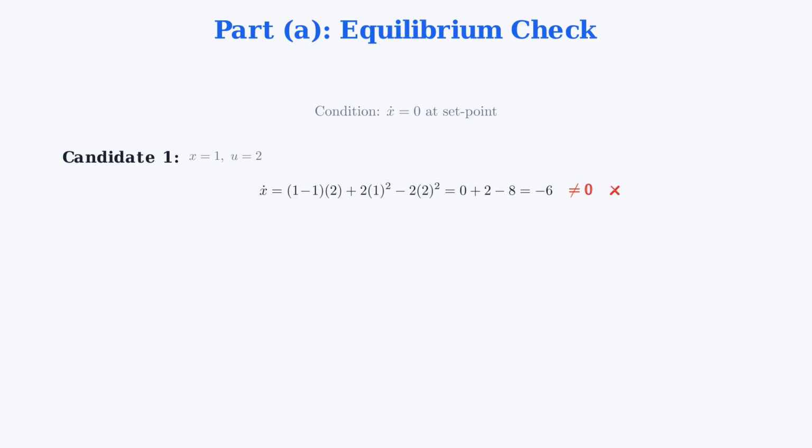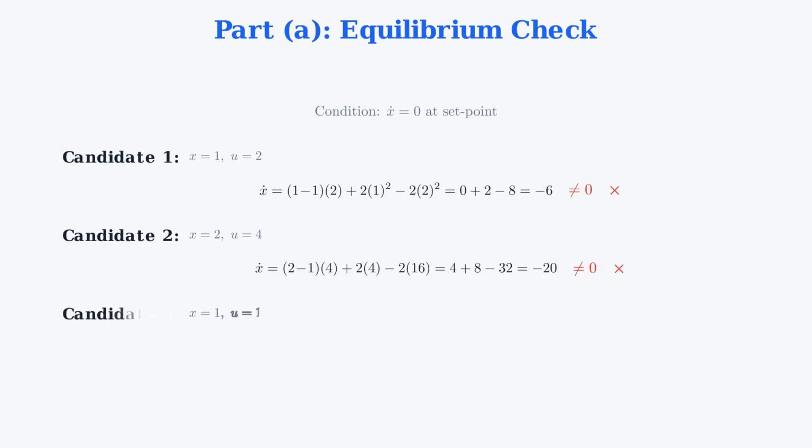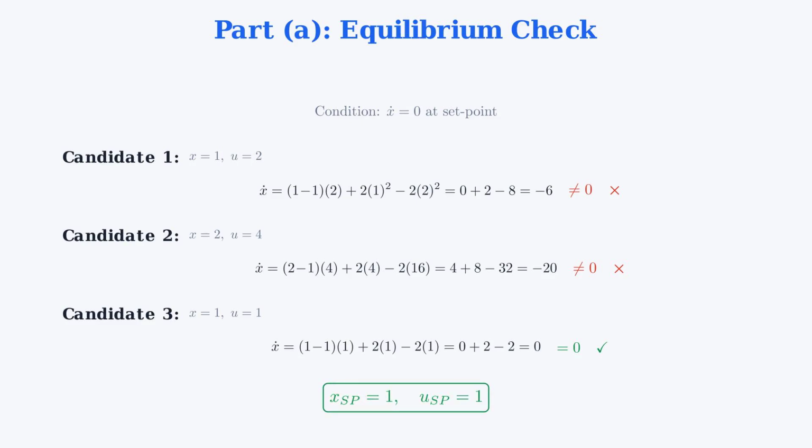Substituting into x dot, the quantity 1 minus 1 times 2 plus 2 times 1 squared minus 2 times 2 squared. That is 0 plus 2 minus 8 equals negative 6. Not 0, so candidate 1 is not valid. Candidate 2. X equals 2 and u equals 4. Substituting, the quantity 2 minus 1 times 4 plus 2 times 4 minus 2 times 16. That is 4 plus 8 minus 32 equals negative 20.